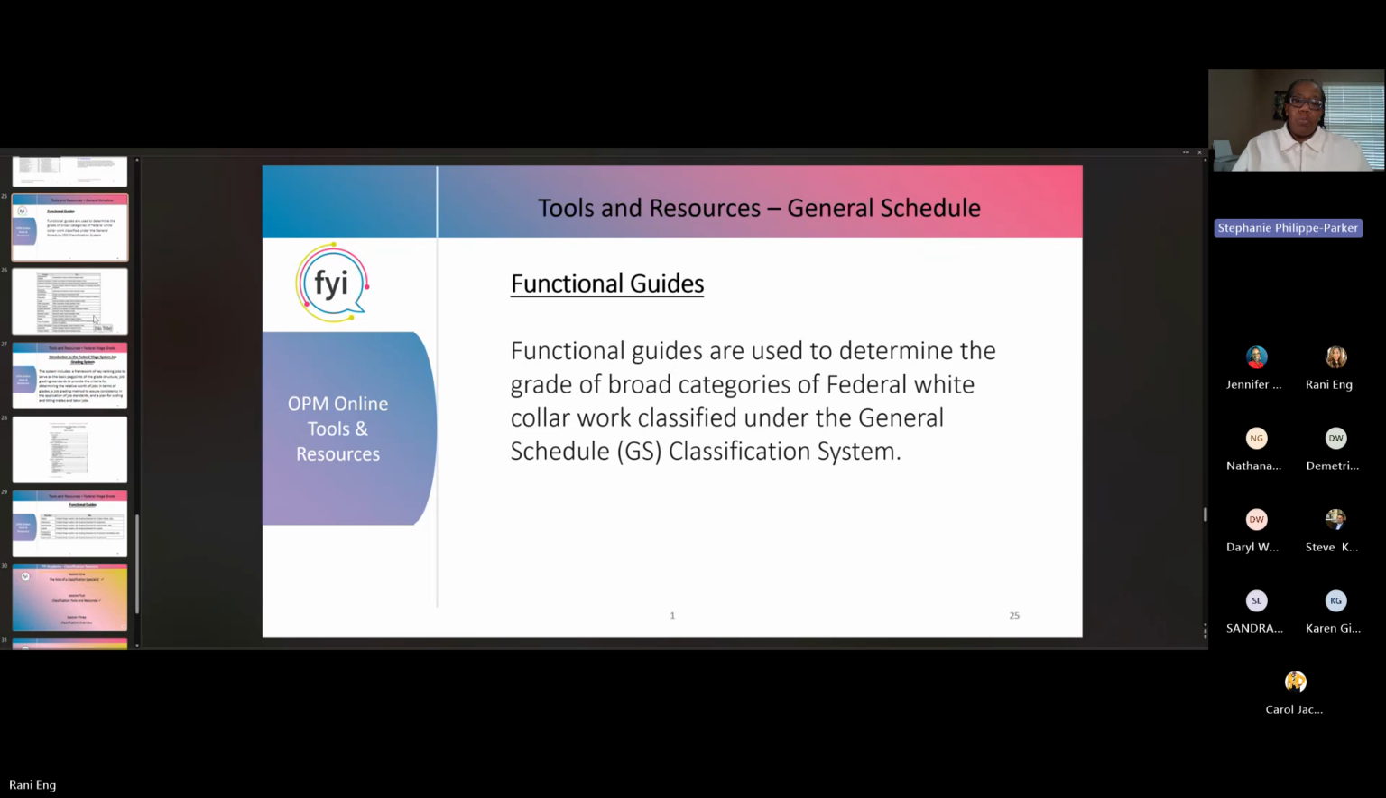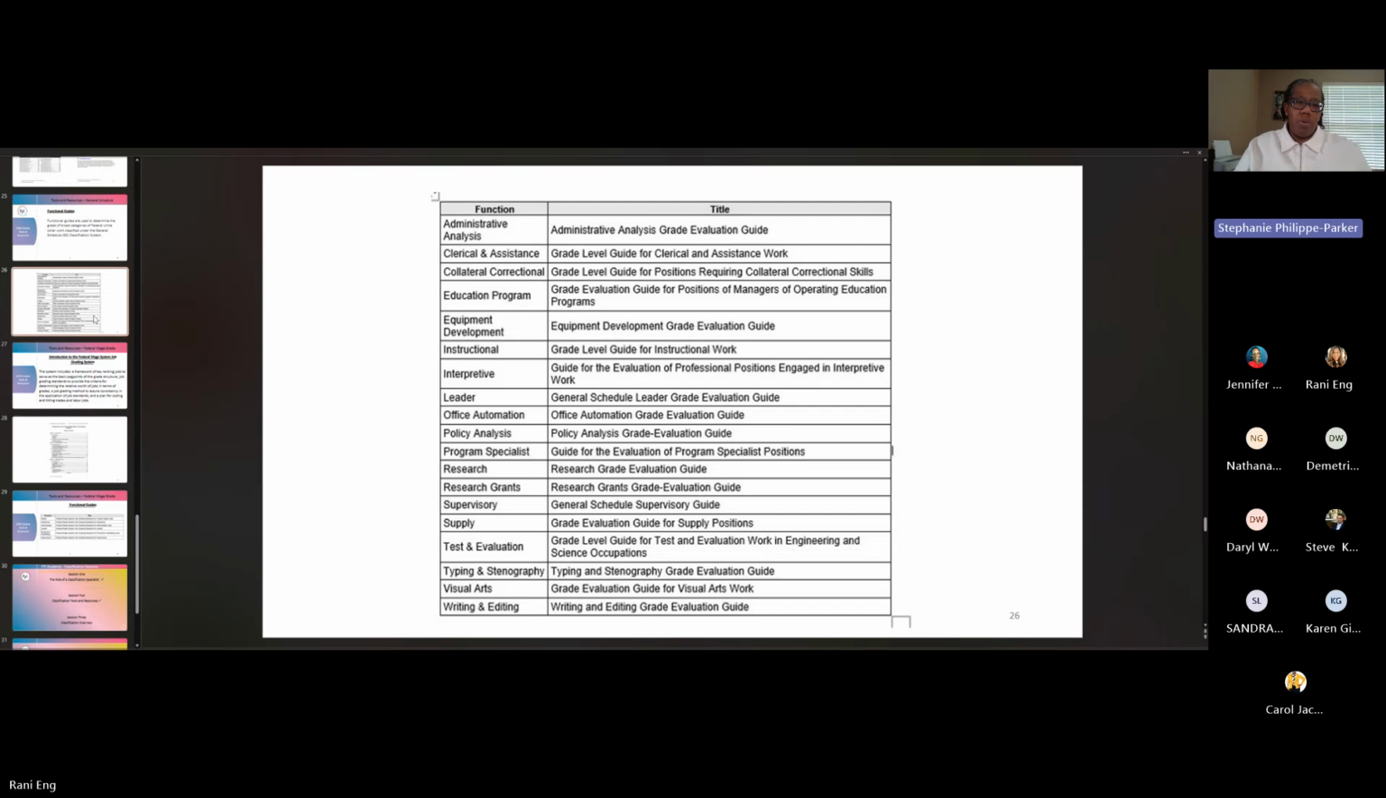One of the last tools and resources classifiers typically use are called functional guides. These guides are used to determine the grade of broad categories of federal white-collar work classified under the general GS classification system. Next slide, please. Kind of show you what a functional guide looks like and explain it a little bit more.